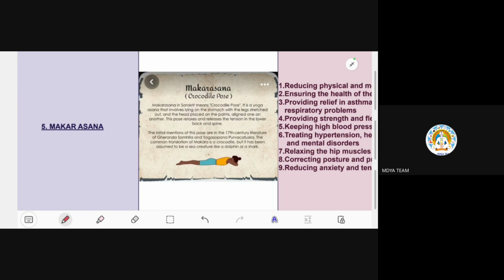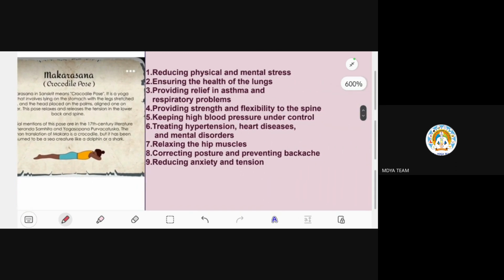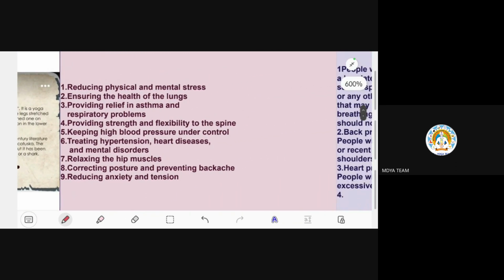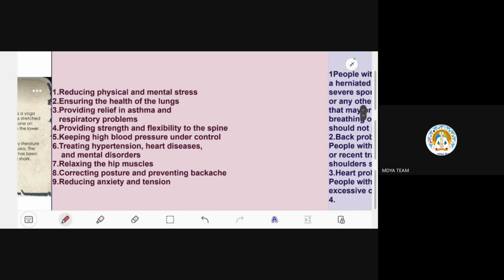Okay, in the Makarasana, what is Makar? It is Crocodile, as already written there. And how would one feel the experience of being a crocodile, or what are the benefits of the crocodile pose?